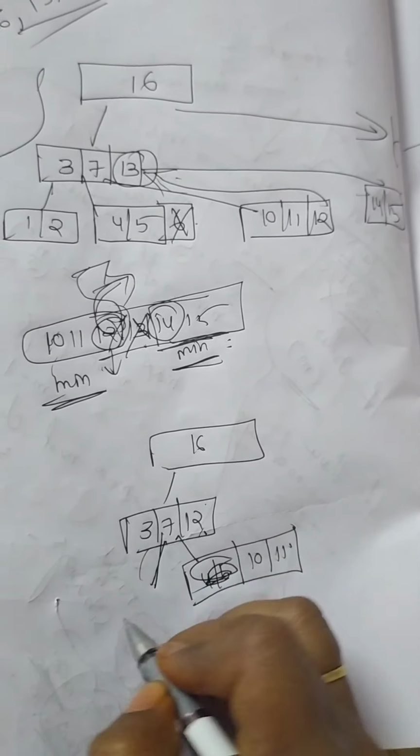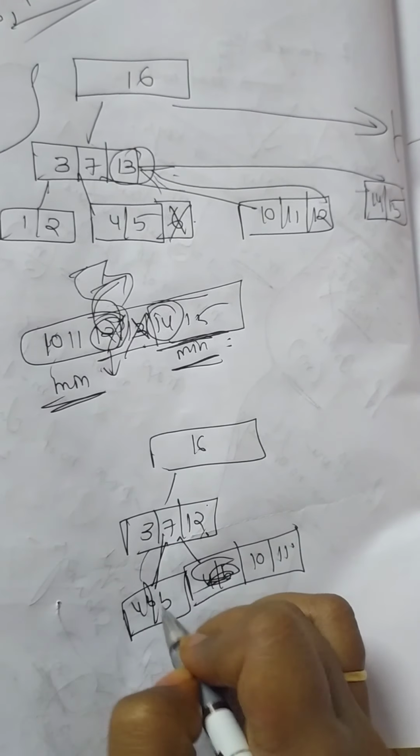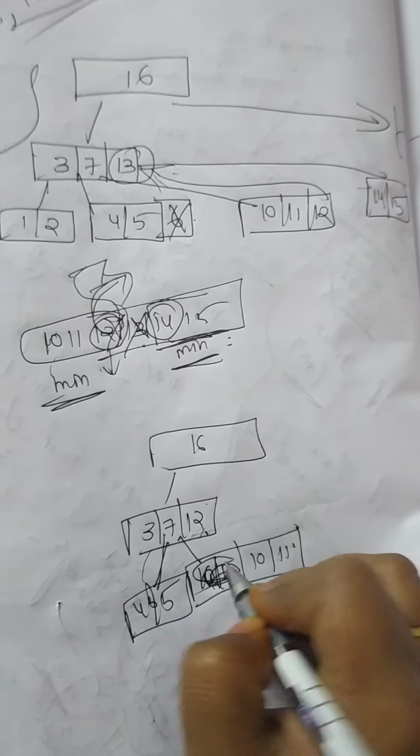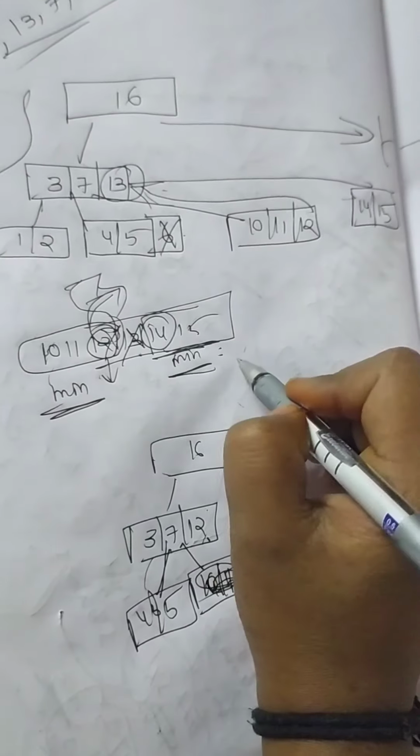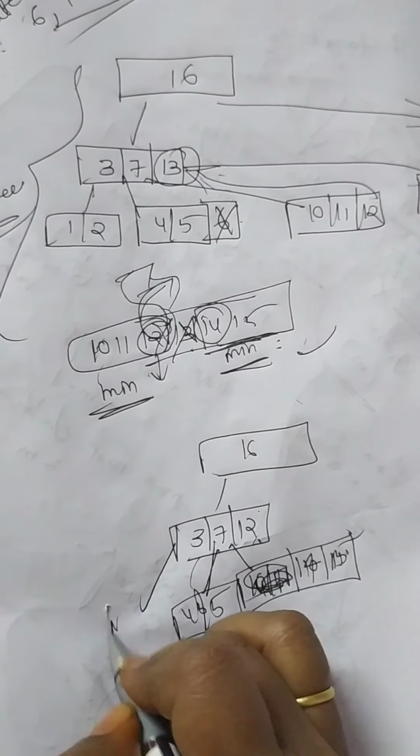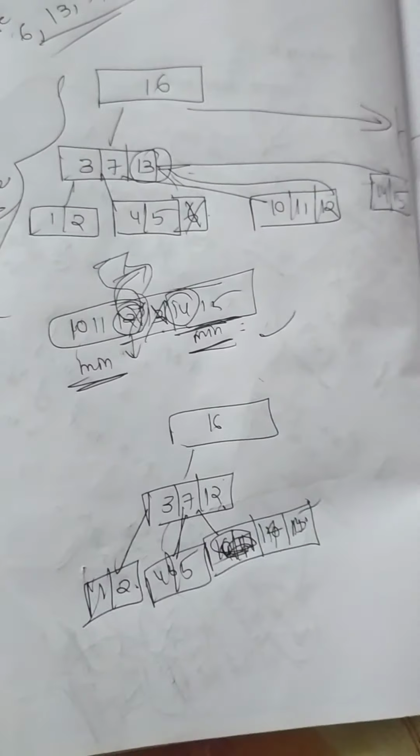Sorry, 4, 5, 10, 11, 14, 15 should be merged. Here I have found the correct way. I was confused a little bit here. So this will be like this.